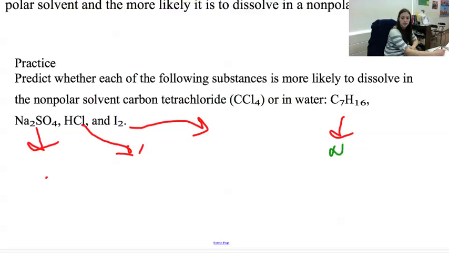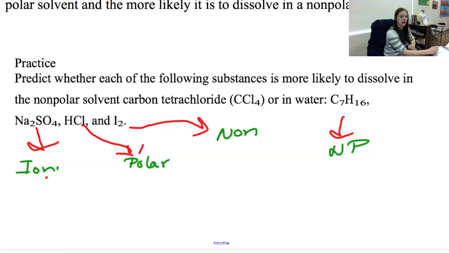That one is very nonpolar. Carbon and hydrogen don't have that big of a difference. I2 is very nonpolar, because there's no difference in electronegativities. HCl is very polar. Chlorine really wants electrons, hydrogen really doesn't. Na2SO4 is so polar that we are looking at an ionic one. So think about which ones are going to dissolve in what.